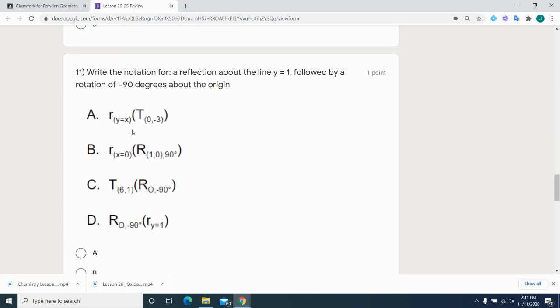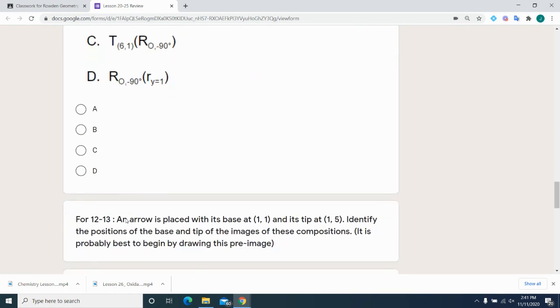Okay, first we do a reflection over y equals 1. Here we go right here. And then followed by a rotation of -90 degrees about the origin. So this is it right here.